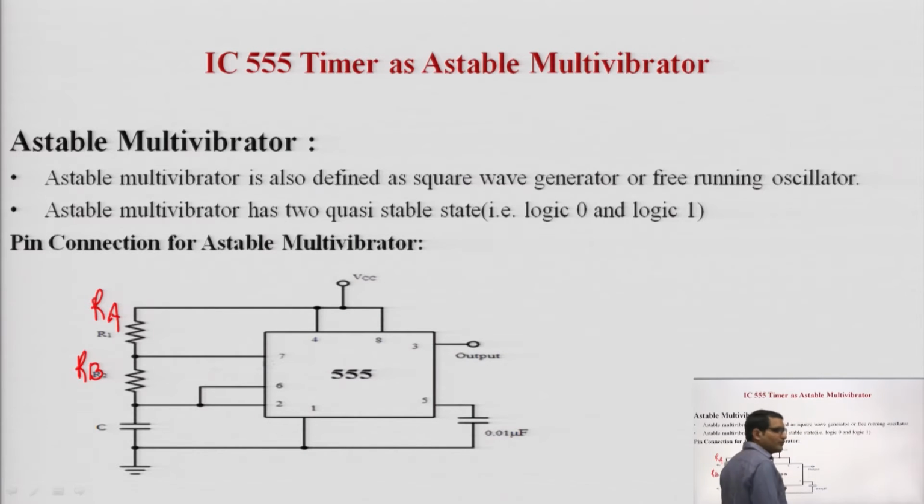So C will provide the potential for two pins, pin number 2 and pin number 6, with the other end to ground. Pin number 5 is a control voltage pin, and it is connected through a bypass capacitor of 0.01 microfarad to the ground. Pin number 7 is the discharge pin, meaning the external capacitor C will be discharged with a time constant of RB into C and charged with a time constant of RA plus RB into C.